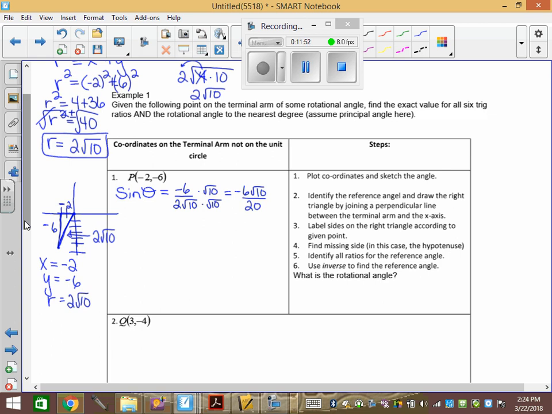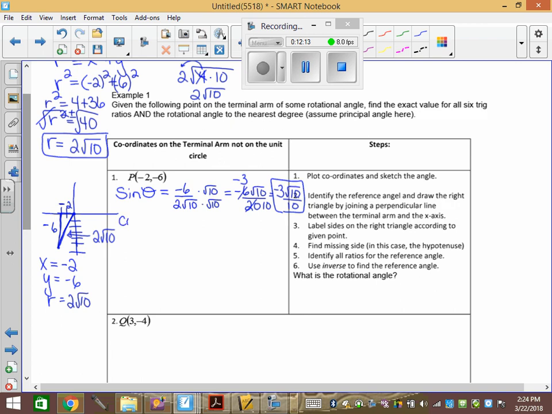Okay? Root 10 has no more perfect squares in it. It's not going to get any prettier the whole time. It's going to stay root 10. But I can take a 2 out of these two. So this can be negative 3, and this is going to be 10. So it's negative 3 root 10 over 10. So that would be the answer to sine theta.